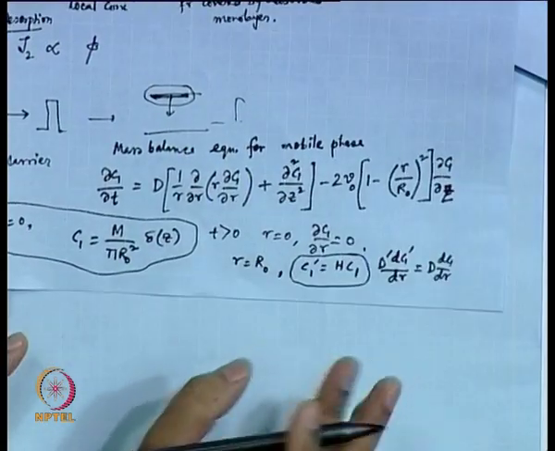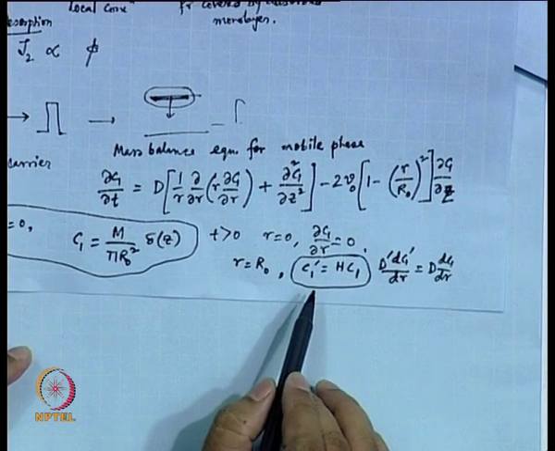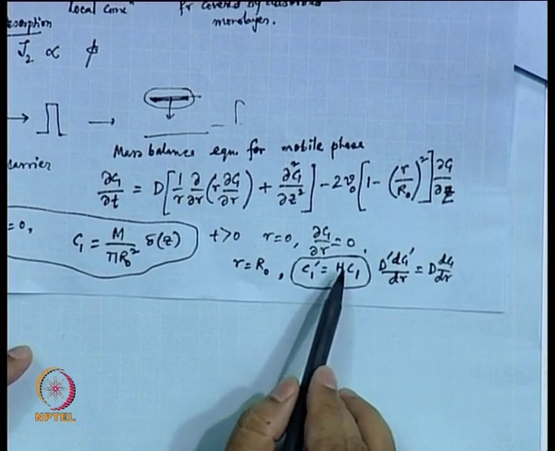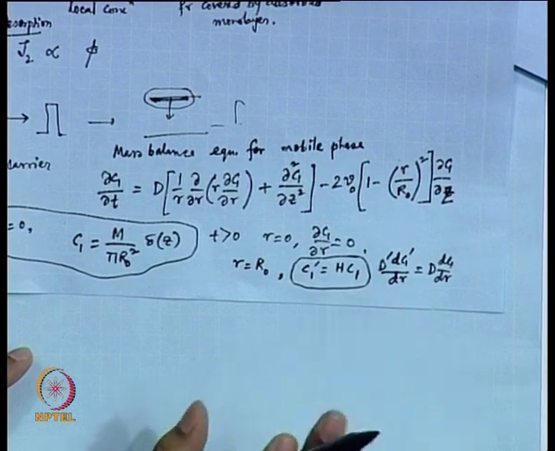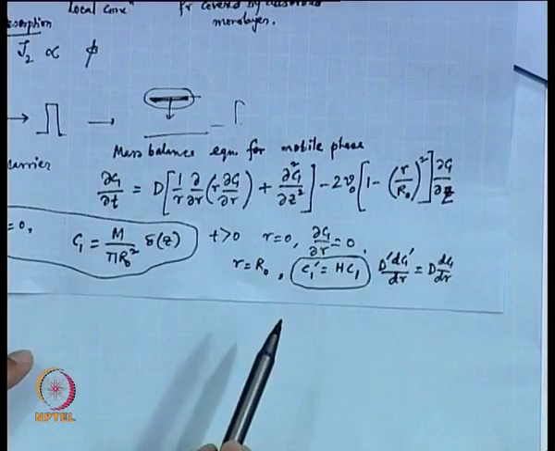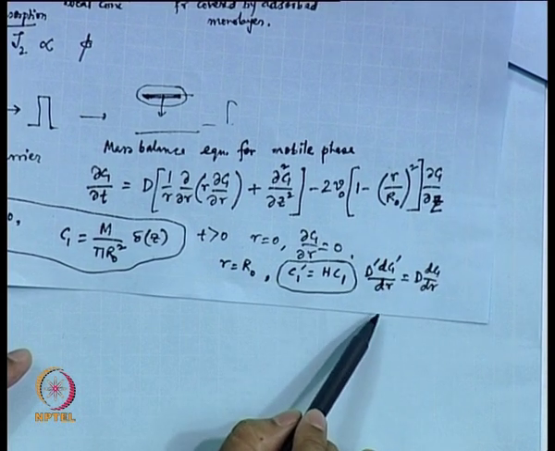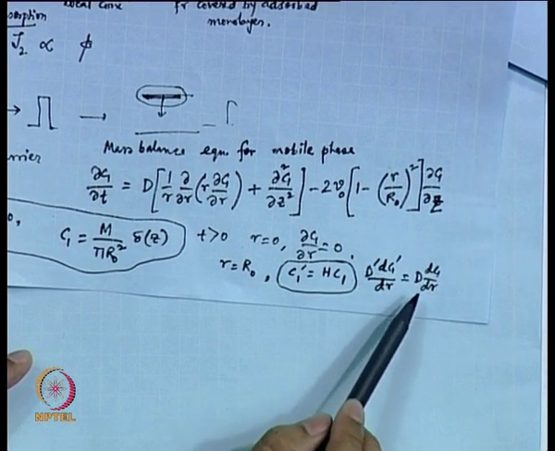Do you understand? I will talk about this. For people from a chemical engineering background, this H is similar to a Henry's constant type term, but it is not. I will explain to you what is the basis for this H. But first, focus on this part: D prime dC1 prime/dr is equal to D dC1/dr.